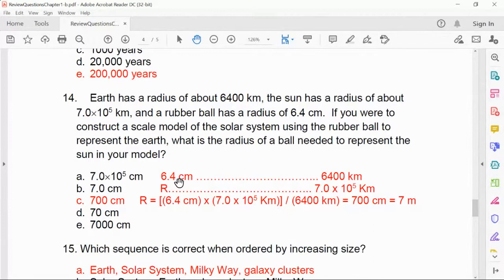Now if I say I use 6.4 centimeters to represent 6,400 kilometers, so what is the radius needed to represent 7 times 10 to the 5 kilometers? So the R here will equal 6.4 times 7 times 10 to the 5 divided by 6,400, and it gives me 700 centimeters, which is basically 7 meters. That's the radius. That means if you put the ball from the ground all the way up, the ball will be 14 meters high.